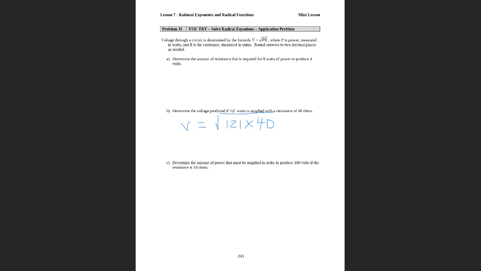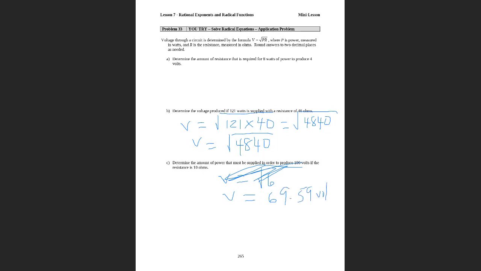So what do we do? We multiply. So we are going to have this equal to 4840. So V equals the square root of 4840. And now it's all calculator work. If you put that in a calculator, it should give us 69.59 volts. That's what it gives to us.